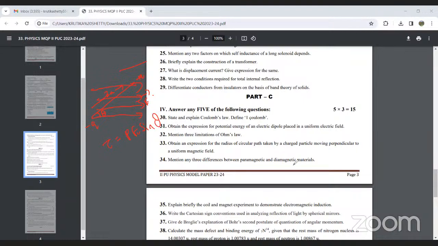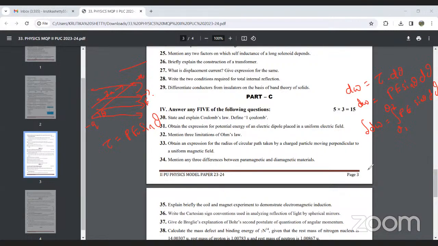So potential energy means what? First we need to derive the work done. Therefore, the work done is equal to force into displacement, that is torque into the change in the angle, because it is rotating through a certain angle. Torque is equal to PE sin theta into d theta. This is a small part of the work done. For the total work done, we need to integrate this equation, PE sin theta into d theta from the angle theta 1 to theta 2.